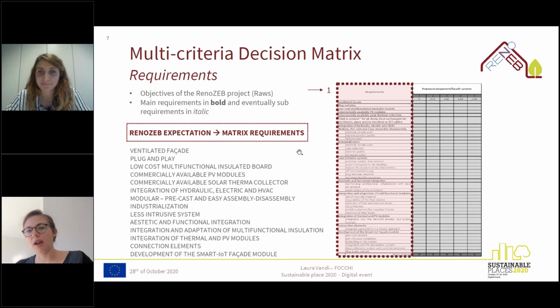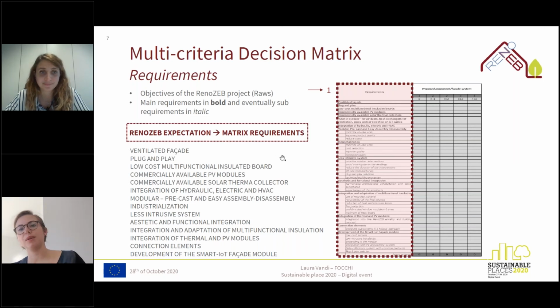Oh, okay. And if this matrix becomes a tool that a designer can use, do you plan to update it maybe each year to have all the new products that come on the market? Is it something you already have in mind? Not yet, but of course the column of the requirements has to be in line with the retrofitting intervention expectation. So those requirements are for renoZEB, but in general could even be implemented or changed for different projects.